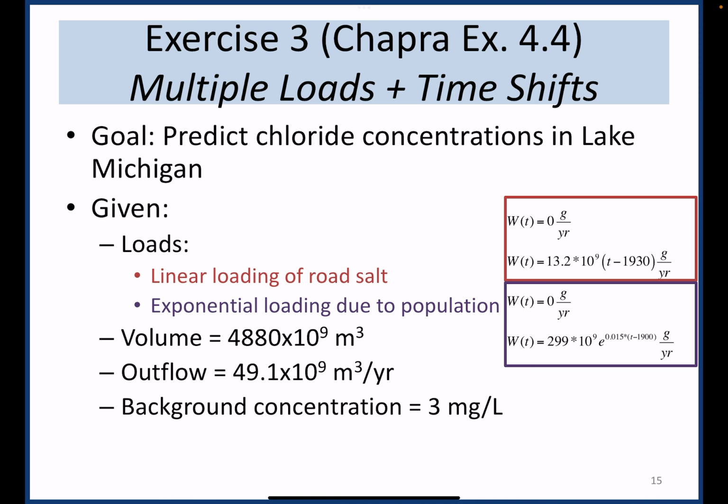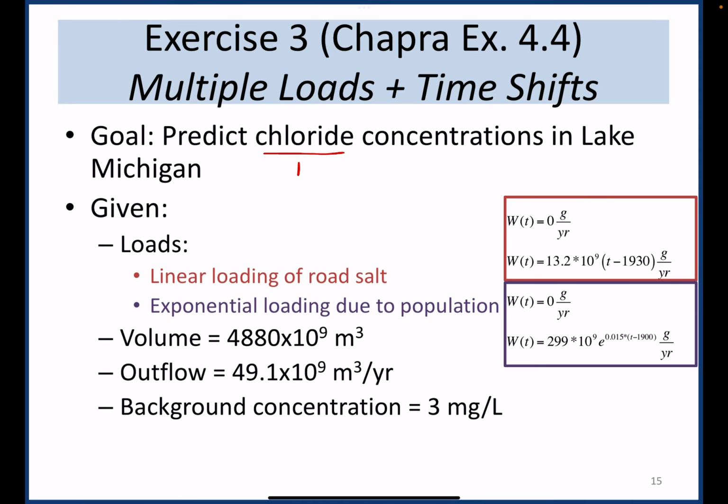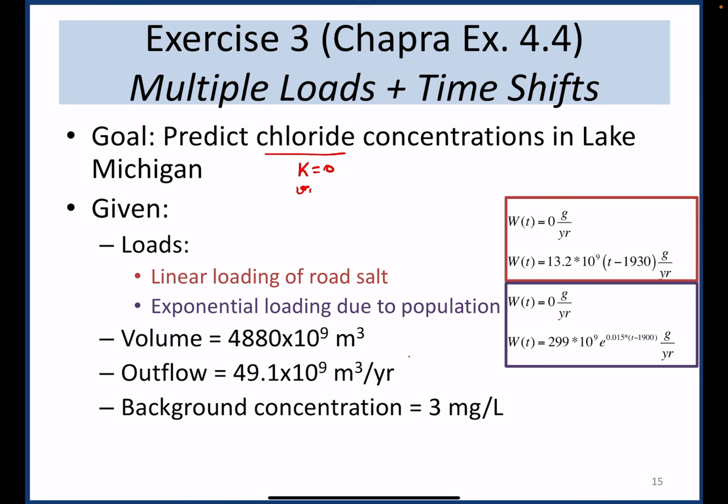We'll try to do this exercise quickly, and the exercise shows how to combine multiple loads and how to do the time shifts. The goal here is to predict chloride concentration in Lake Michigan. Remember, chloride is conservative, so it will not have a K. There is no decay because there is no reaction, and also there is no v_s because chloride cannot settle. So no settling, no reaction, so K is equal to 0 and v_s is equal to 0.